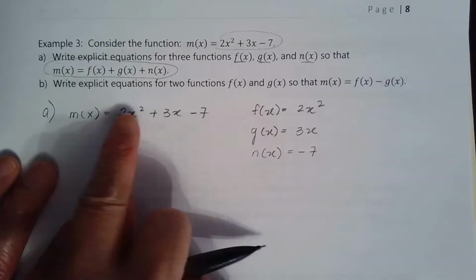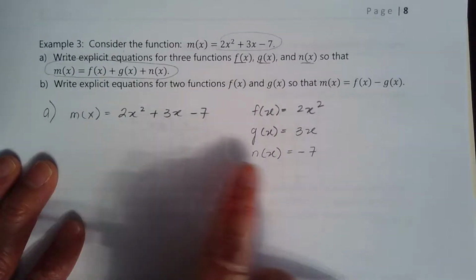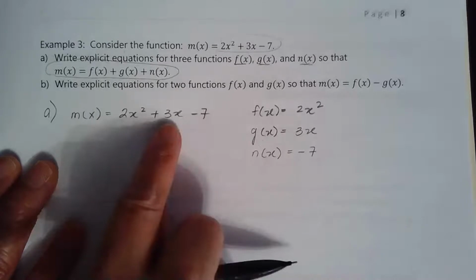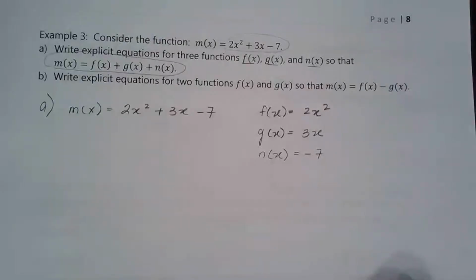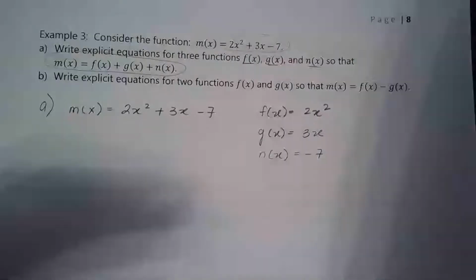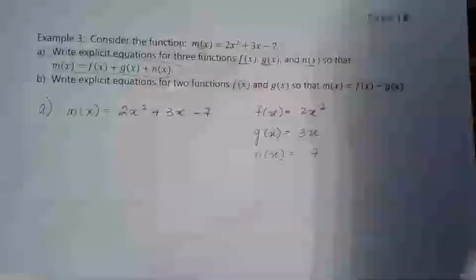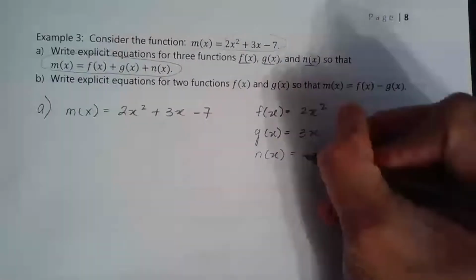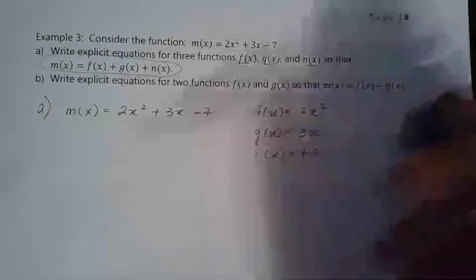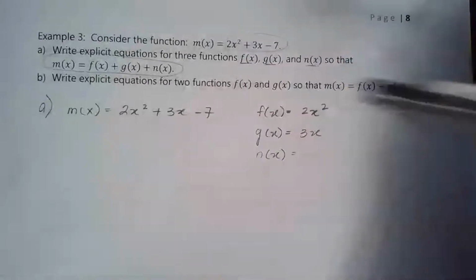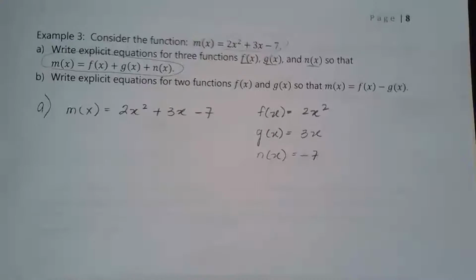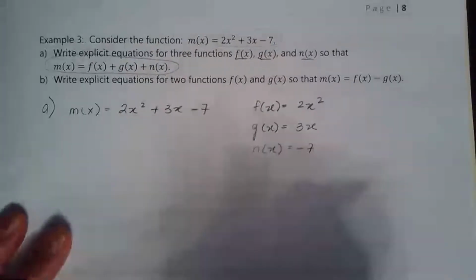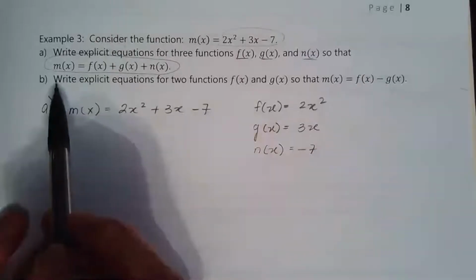So if I put f of x, which is 2x squared, plus 3x, that's your g of x, and then n of x, plus negative 7. Yeah, because this is a plus n of x, so plus negative 7. Okay. Now let's take a look at this one here.